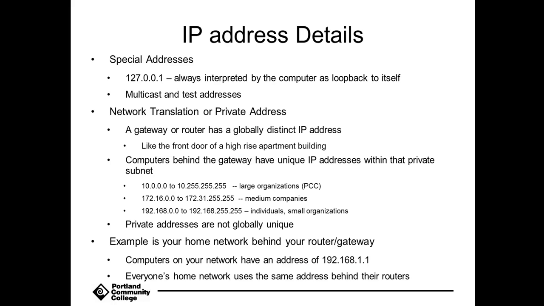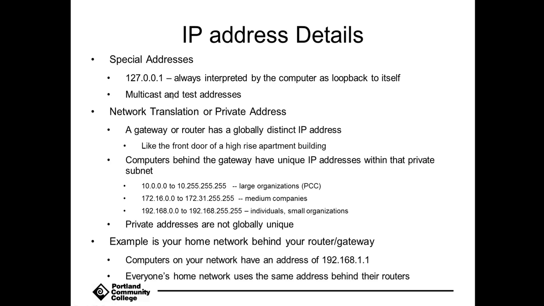All right. Now, there's some details about an IP address. There are some special addresses. 127.0.0.1, that's always interpreted by the computer as a loopback. Loopback meaning you could have a computer not connected to anything, no network, and if we're running a web server on that computer, because it's not connected to anything, it couldn't surf the web, but it could see its own web server by using this address. So networking software reserves this address for itself. Every computer has this address. There's a bunch of multicast and test addresses.